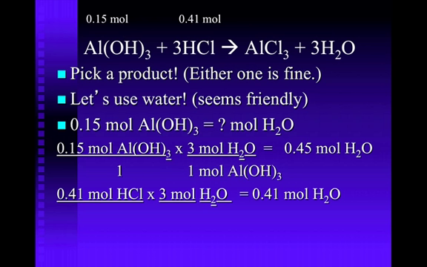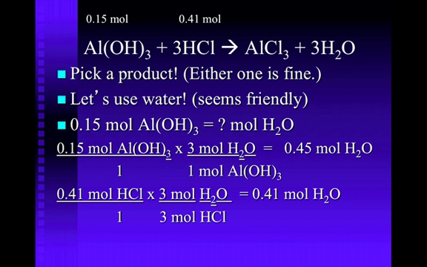Let's see how much we can make based on the hydrochloric acid. So I put the hydrochloric acid given over 1. Do the mole ratio with that one. It's a 3:3 ratio. Notice that will simplify down. And this one gives me 0.41 moles of water. So according to the hydrochloric acid, I can only make 0.41 moles of water at the most.